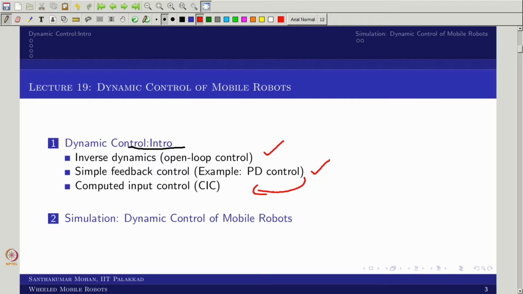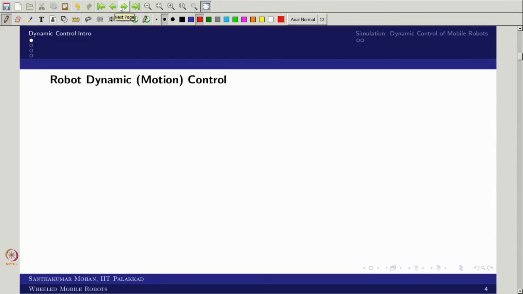Computed torque is an odd word for us because we are not computing all the torque, but if I bring the wheel along with the motor, then computed torque would be the proper word. Right now I am generalizing it as computed input control. Finally, I will show how to simulate this particular control scheme yourself in MATLAB. So let us start with the very basics.